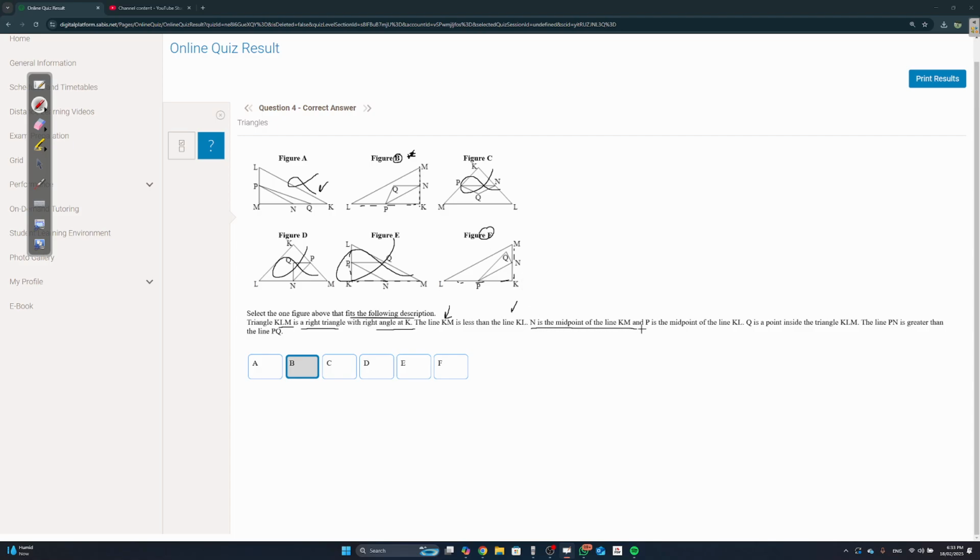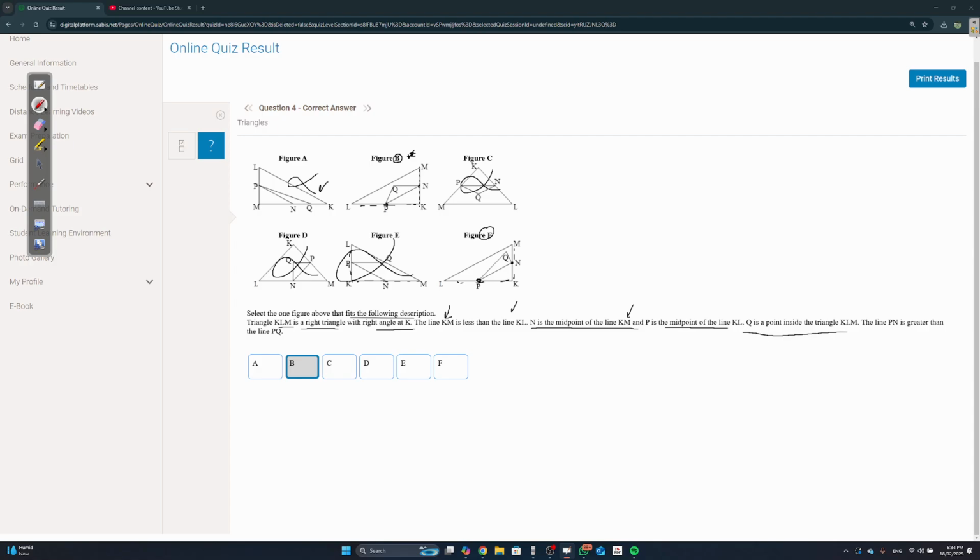N is the midpoint of the line KM. It's the midpoint, both of them. And P is the midpoint of KL. P is the midpoint of KL for both of these. So still, we're not sure for sure.